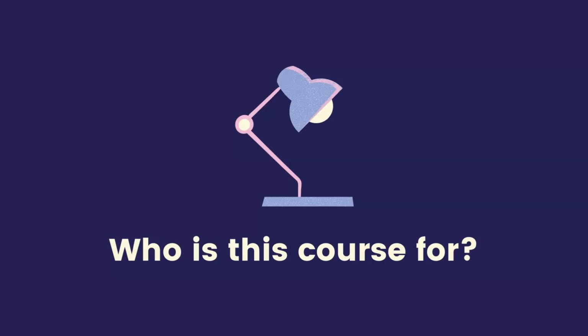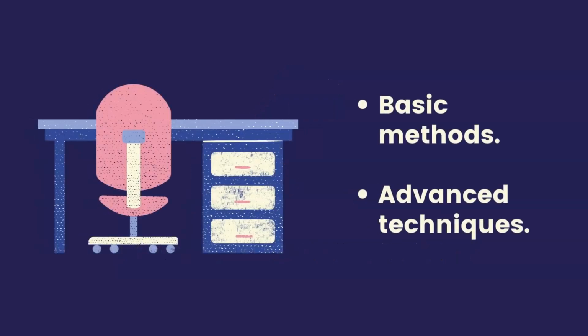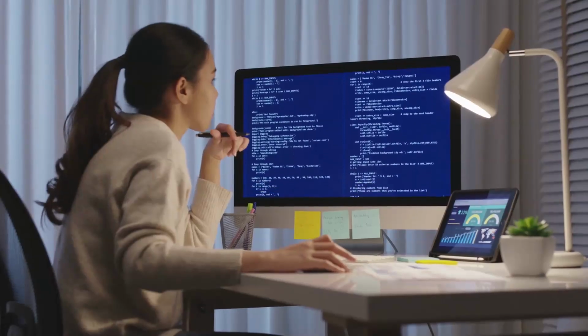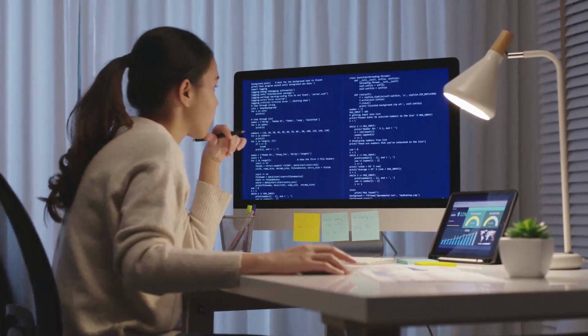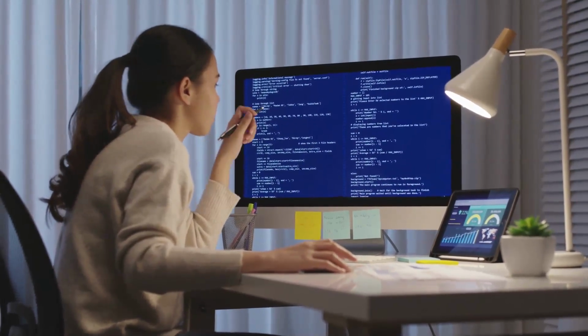Who is this course for? This course covers a variety of techniques, starting from the very basic and most widely used ones to more advanced ways to modify variables. Therefore, no matter what your level is, you will find something that is new and useful.